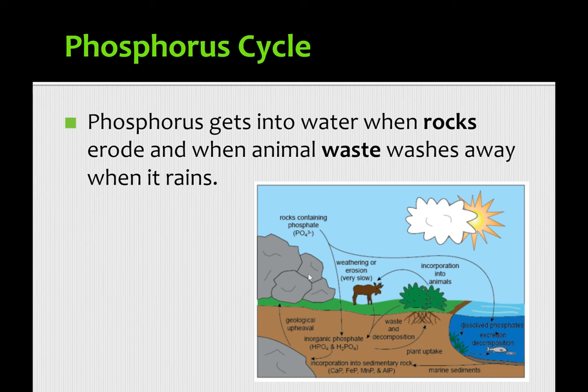But animal waste, so when an animal poops, the phosphorus that's inside of it, either from what it ate, can wash away in a big rainstorm, especially if you don't pick up your animal's poop or it's a wild animal and they poop wherever they want. That can get washed into a body of water and then enter the water cycle that way.